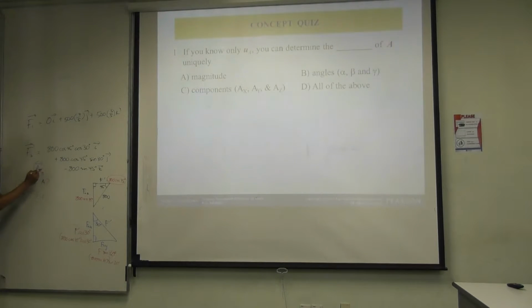Oh, don't forget. This one is i, j, k. This and this are not the same, right? This one is Ax, Ay, Az. This is the unit vector i, unit vector j, unit vector k. It's not the same thing.